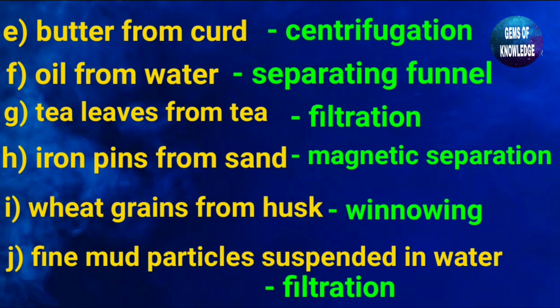Similarly, one more here, tea leaves from tea. Obviously we do the filtration process when we drain the tea from the tea leaves. Okay, then iron pins from sand. Iron pins can be removed by the process of magnetic separation. If you take a magnet and go near those iron pins which are mixed into the sand, the iron pins will get attached to that magnet and will be removed from the sand.